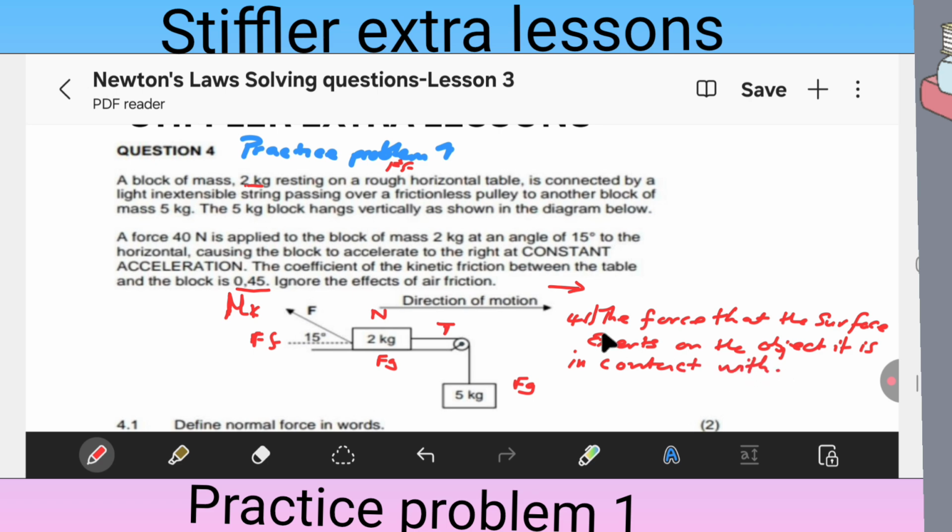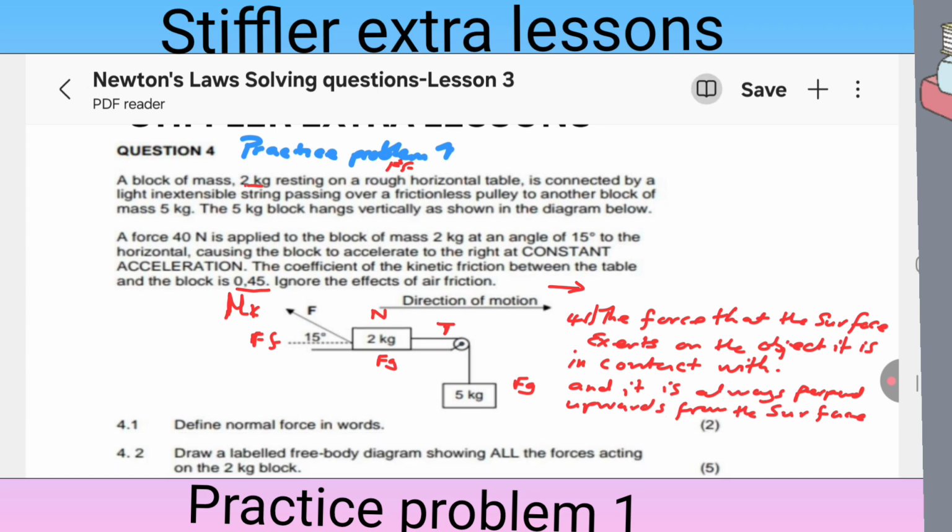So this is the force the surface exerts on the object it is in contact with, and it is always perpendicular, upwards from the surface. So that's the first question, and you can get your 2 marks there.